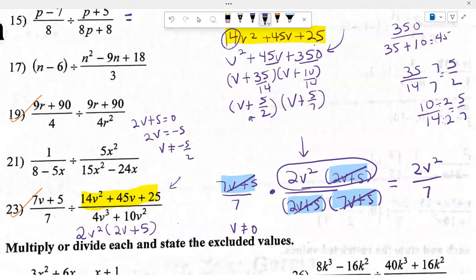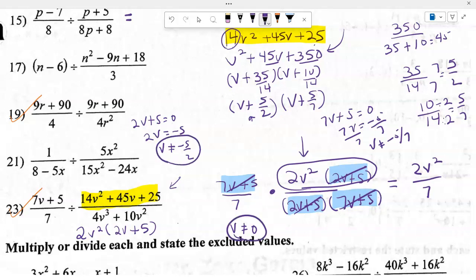That's just simply solving an equation. And over here we have 7v plus 5. We want to know what v is going to make it equal to 0. So it's going to be 7v equals negative 5 and then divide by 7. So we know that v can't equal negative 5 over 7. So the actual restrictions are 0, negative 5 over 2, and also negative 5 over 7.